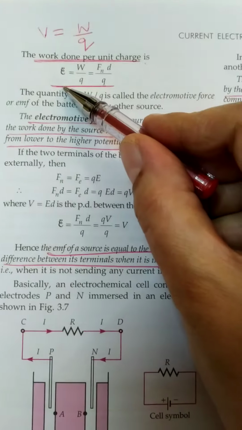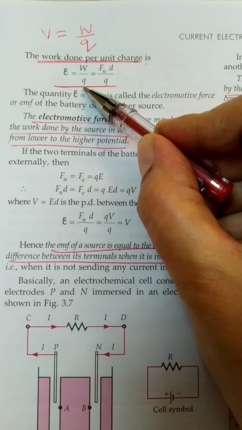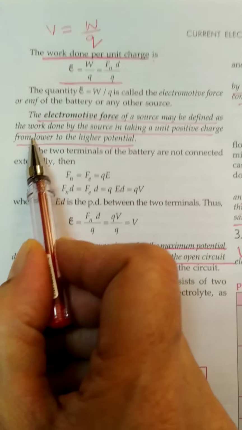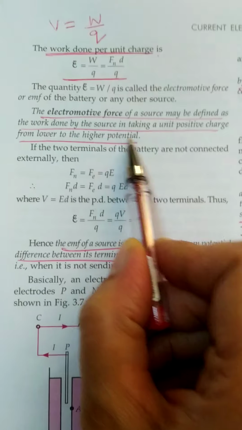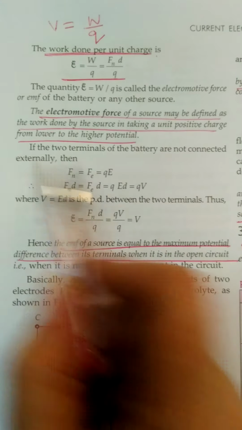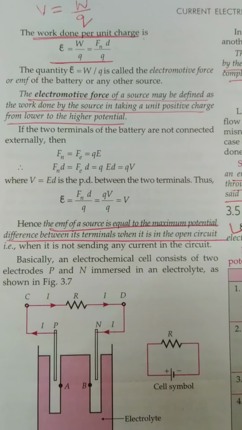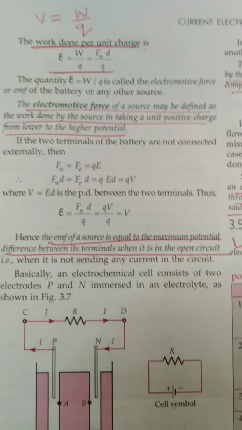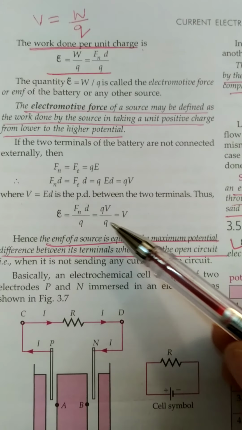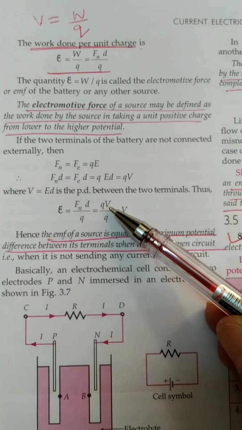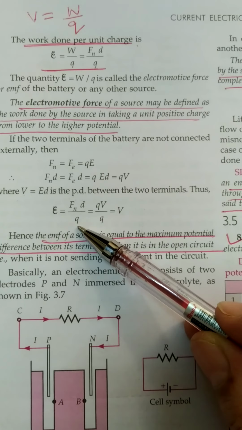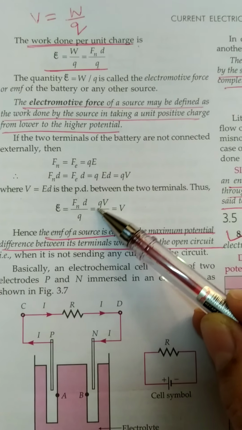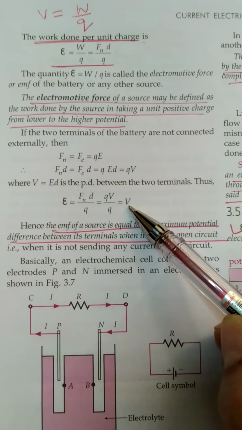So the definition of EMF is work done per unit charge. The electromotive force may be defined as the work done by the source in moving a unit positive charge from the lower to the higher potential. Now the definition of work done: one definition is force into perpendicular distance. Another definition, you are well known about it, Q into V. EMF is equal to work done upon Q, which is Q into V upon Q. Q cancels, means EMF is equal to potential difference.